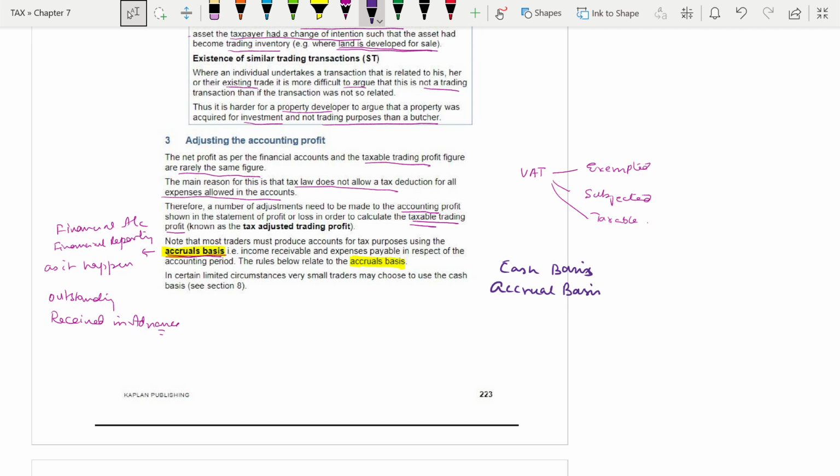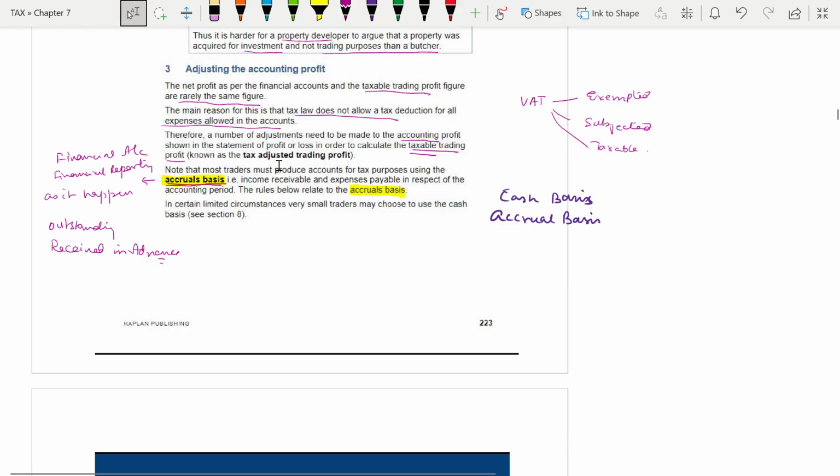Accrual basis, whether you have paid or not. Sales happen this month, you will receive next month, but sales will be accounted for this month. October sales will be October sales, November sales will be November sales. In certain limited circumstances, very small traders may choose to use the cash basis. We'll cover that in section 8.